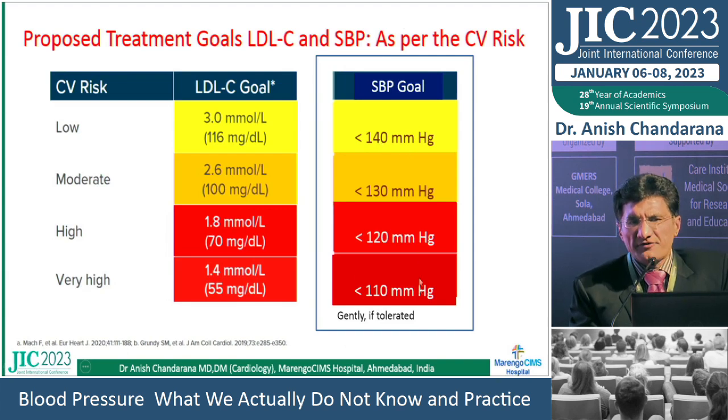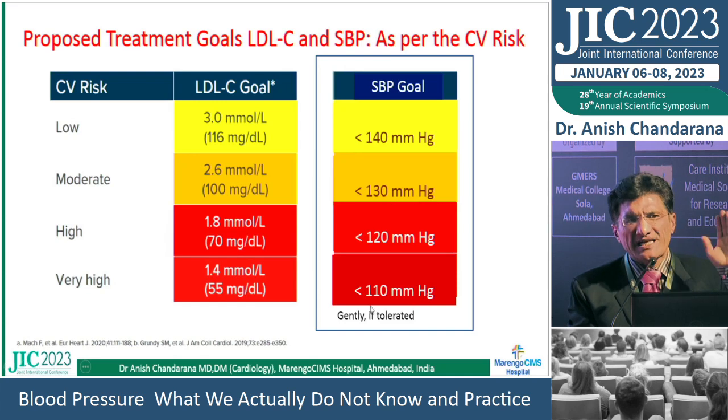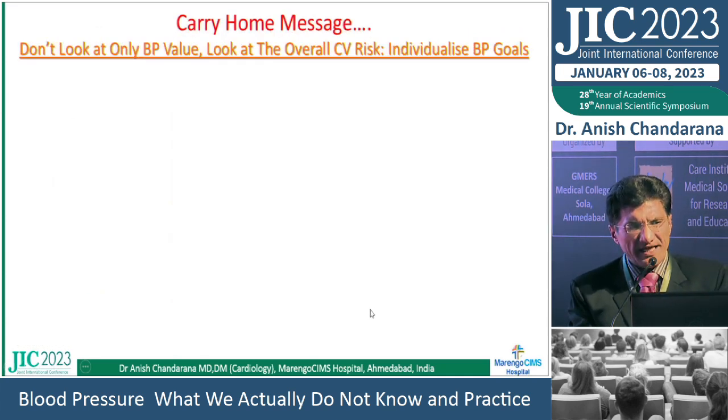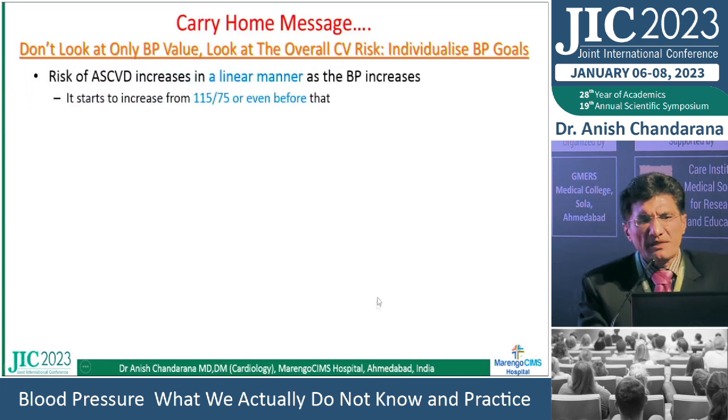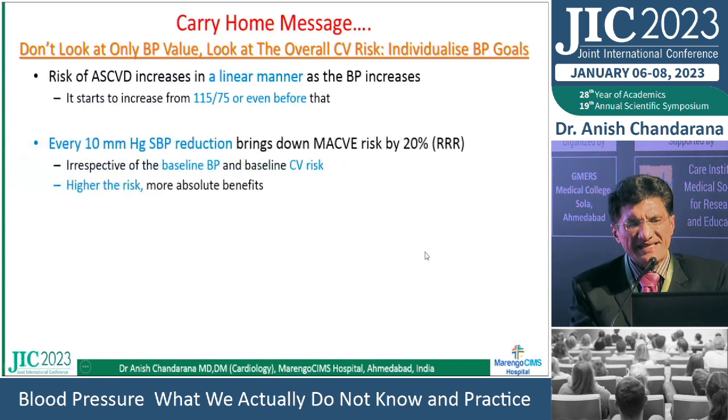If your risk is severe, and believe me, forget about patients, maybe 30 to 50% of people sitting here may fall into high risk categories. So they have to target BP of 110 by lifestyle, and if not, by medications. So coming to the take-home message, don't look at only BP values, look at the overall risk, because we know that risk starts at 115 by 75.